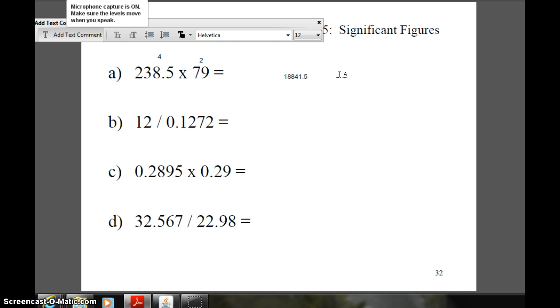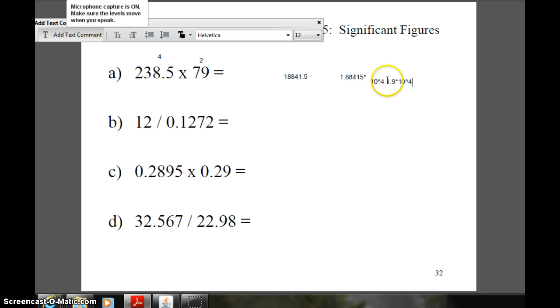If I write it in scientific notation, it will be 1.88415 times, whoa, extra decimal there, 10 to the power of, it moved 4 places, right? So if you had to write this in a format such that it reflects only 2 sig figs, you're going to say that it is going to be 1.9 times 10 to the power of 4.